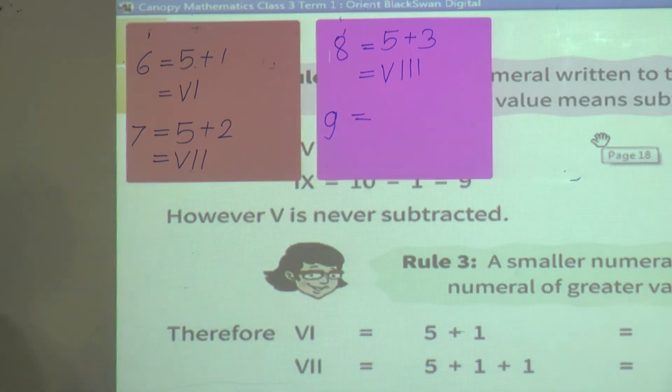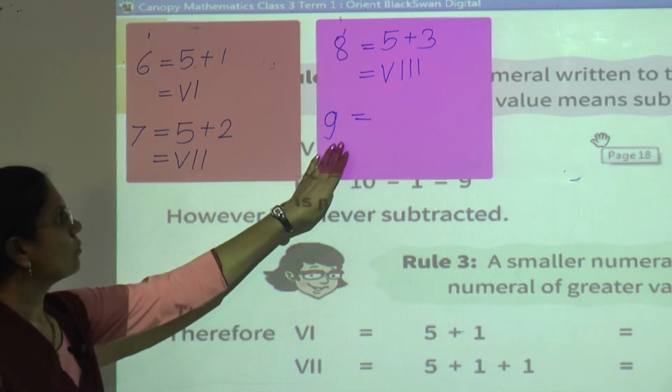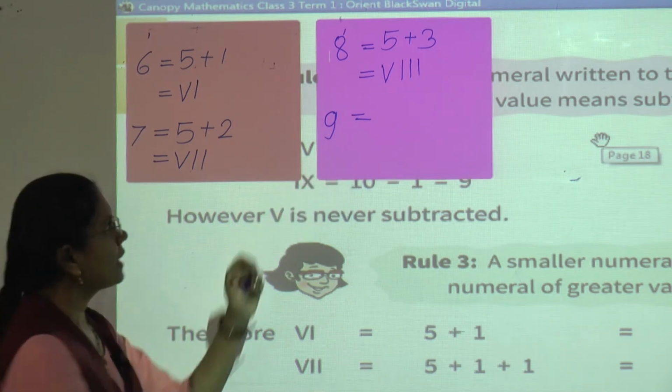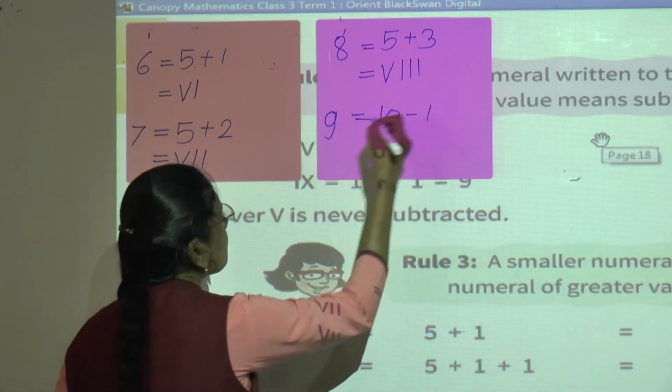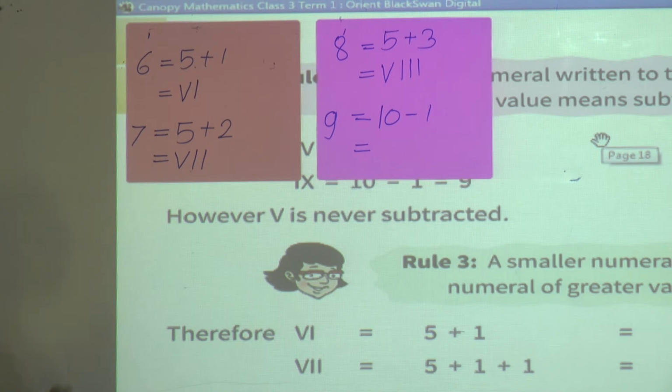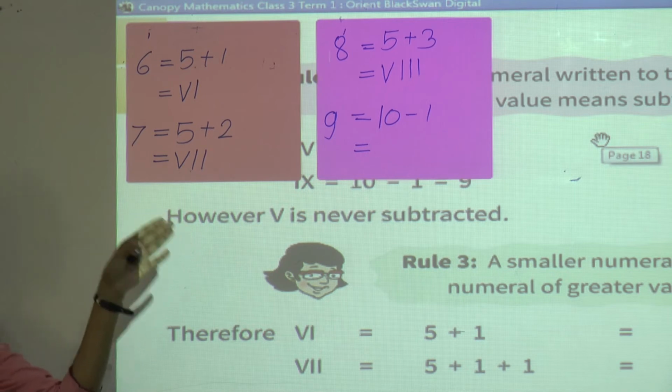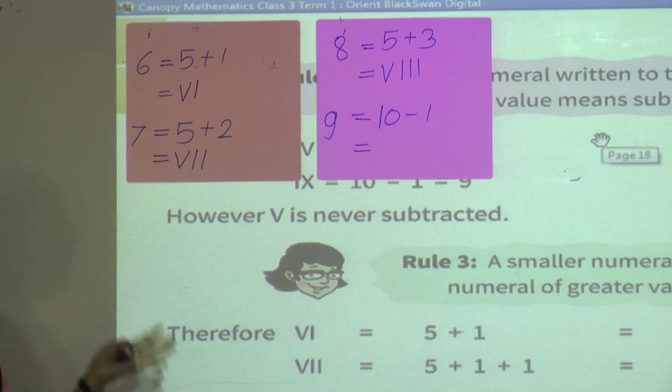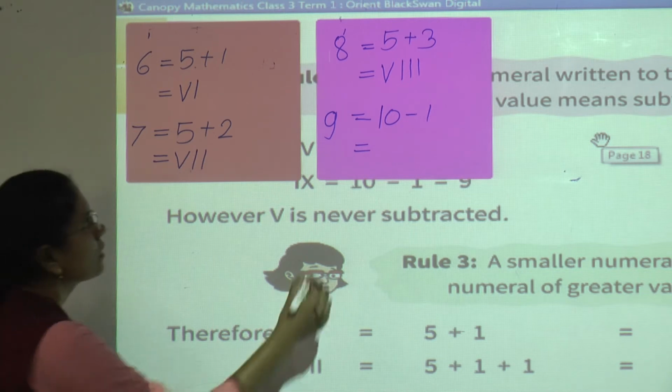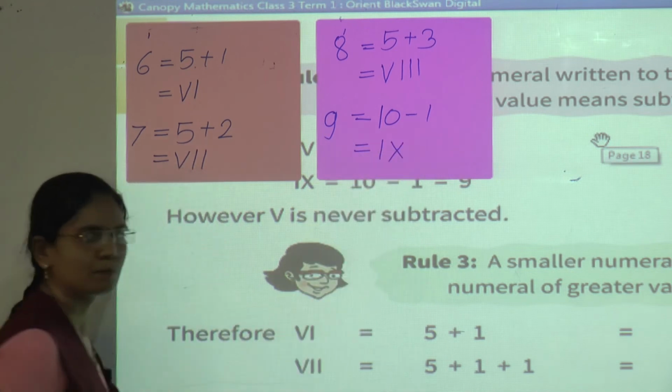Okay. Now we will write 9. For 9 we cannot do the addition here. Why? Because 9 is equal to 5 plus 4, and again 4 means what? We cannot repeat I more than 3 times. So what will you do here? We will do subtraction here. 9 is equal to 10 minus 1. For 10 which letter were they using? Yes, X means 10. And here we have to subtract 1 from the 10. The number we are subtracting, that letter we have to take at the left side. So 9 means IX.